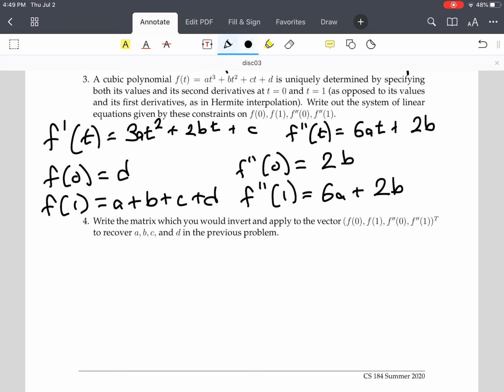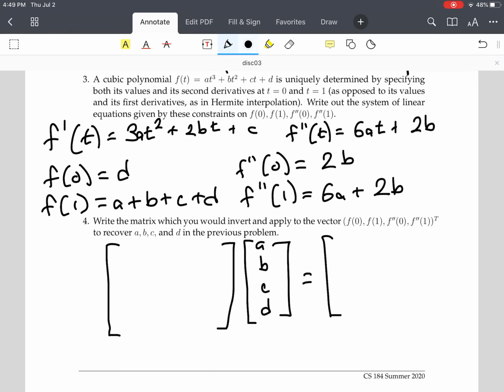So let's reformulate this into a matrix vector multiplication. Okay, so what we're going to have is we're going to have some matrix times a, b, c, and d, and that's going to be equal to f of 0, f of 1, f double prime at 0, and f double prime at 1. Sorry, that's super messy.